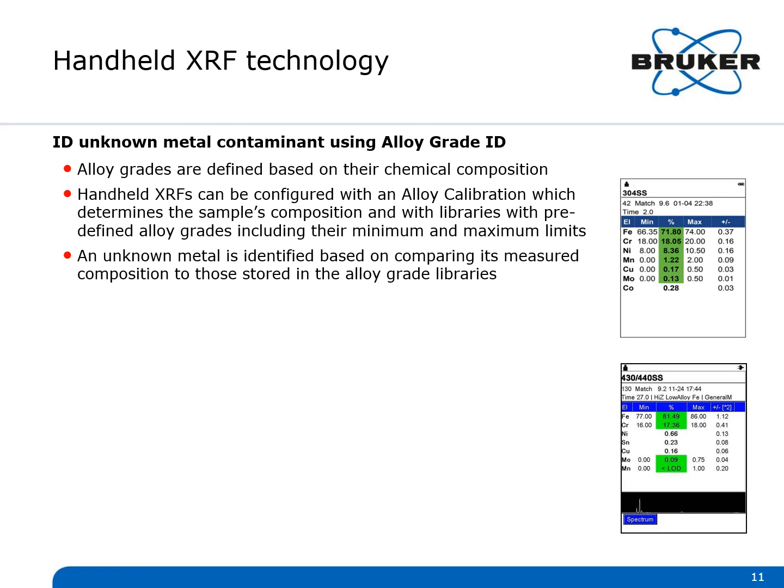An unknown metal is identified based on comparing its measured composition to those stored in the alloy grade libraries. Here are two examples of how that looks on the XRF screen. One is identified as 304 stainless steel, and the other is identified as 430 or 440 stainless.